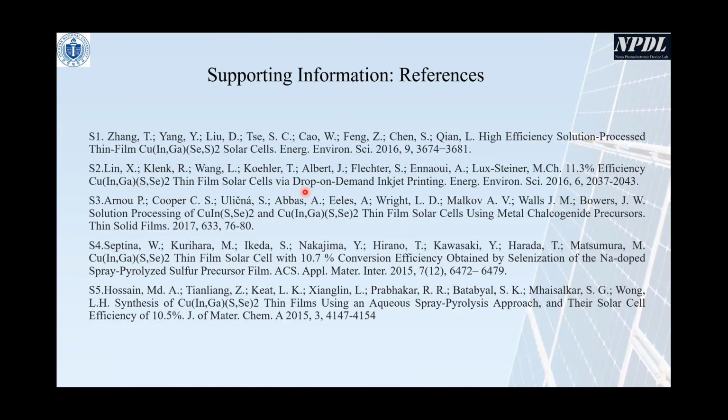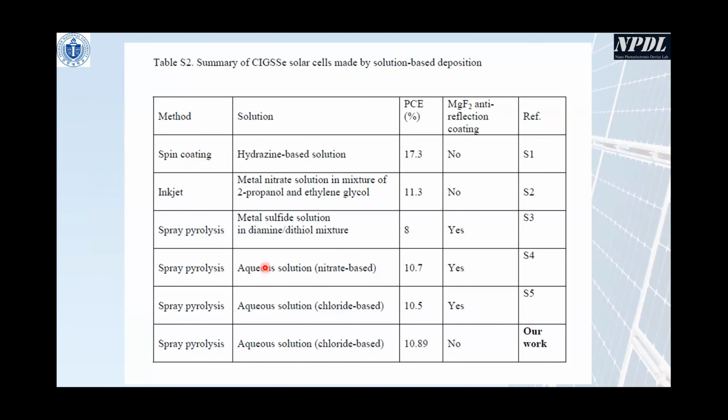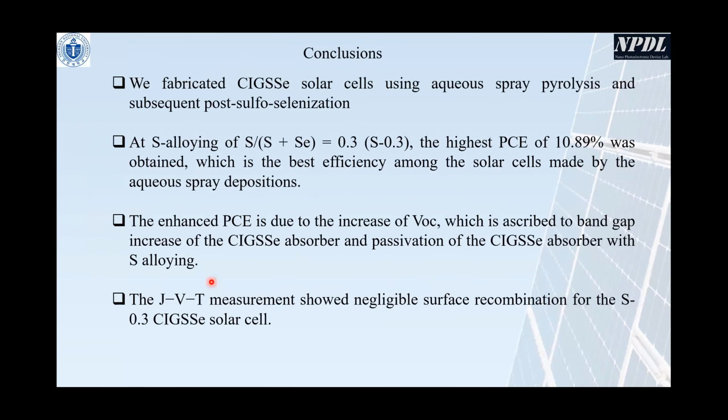So this is the supporting information of the reference, this reference table. And so ultimately I am just concluding my talk. First, we fabricated a CIGS solar cell using aqueous pyrolysis and subsequent post-sulfo-selenization. That means we use sulfurization and selenization. And for the sulfur-alloying case, we found the optimum sulfur content gives the highest efficiency. Also, for the optimum sulfur alloy case, it enhanced the open circuit voltage and increased the band gap, with some passivation of the defect level.